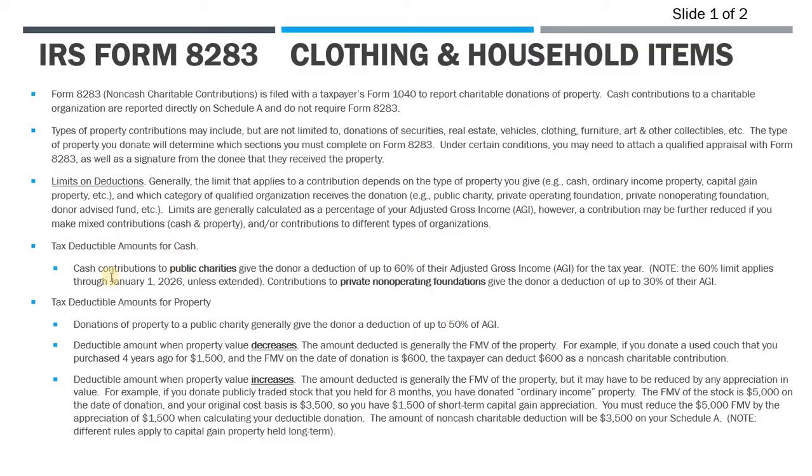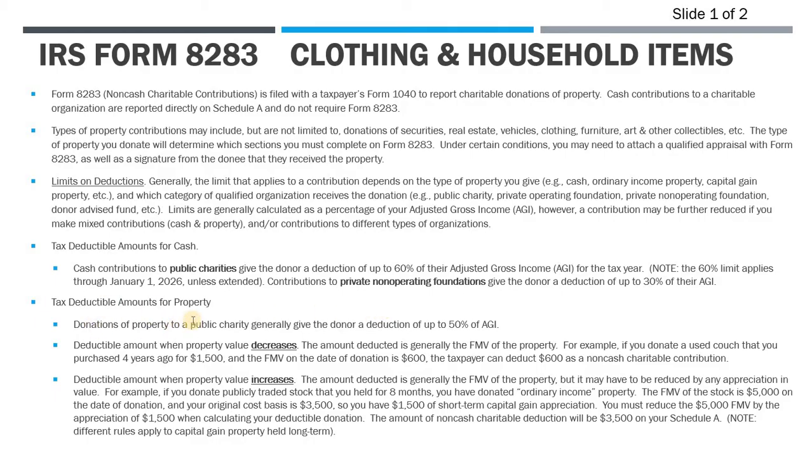Now, cash is always kind of an easy one. So if you donate cash to a public charity, the donor can deduct the cash up to 60% of their AGI. And again, this 60% limit is in effect now, but it's set to expire January 1, 2026, unless it's extended. So the old rule was a 50% AGI limitation. The Tax Cuts and Jobs Act changed that to 60, but again, it's just temporary unless it's extended.